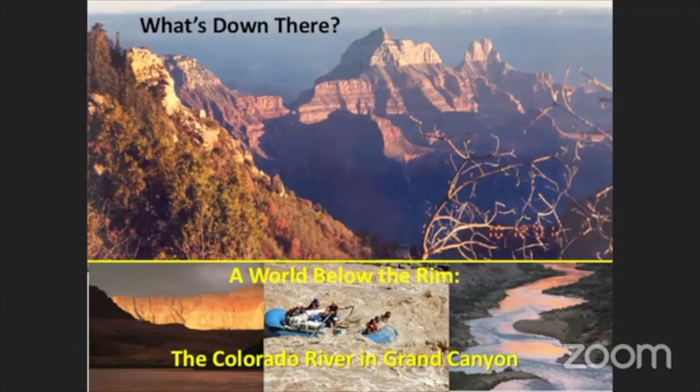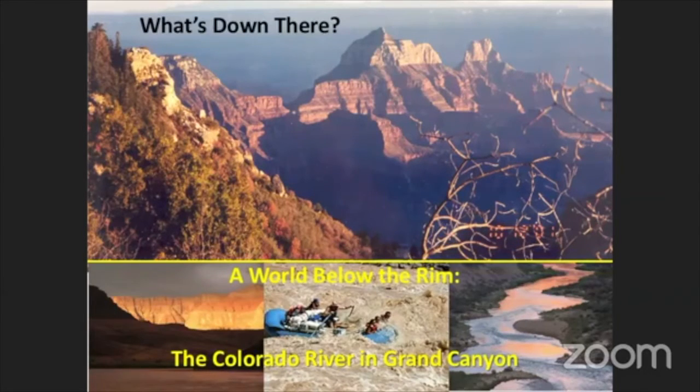There's an entire universe of wonderful ecosystems, species, and processes going on, and this world below the rim is the realm of the Colorado River in Grand Canyon, the river that cut Grand Canyon and has transported about 750,000 cubic kilometers of the Earth's crust through this drainage network. So we'll look at that today, in terms of what the river is about and how it's managed.